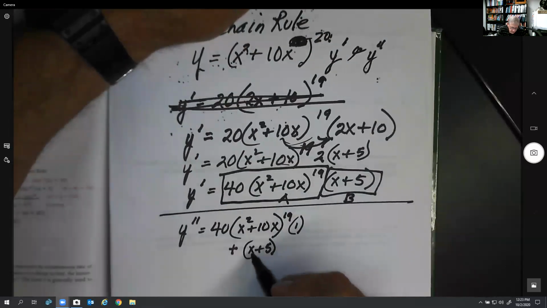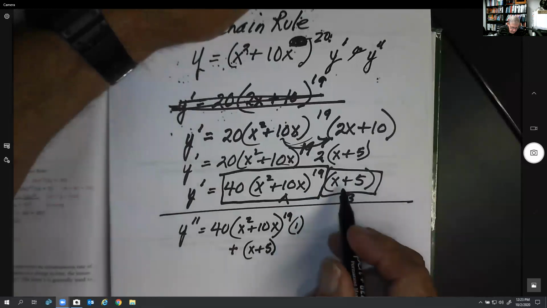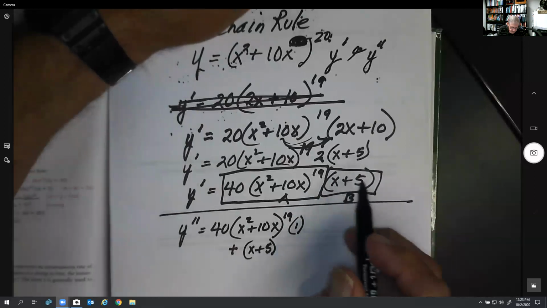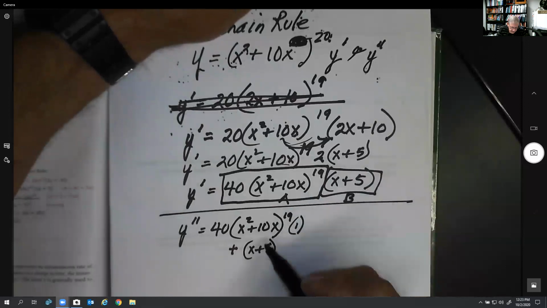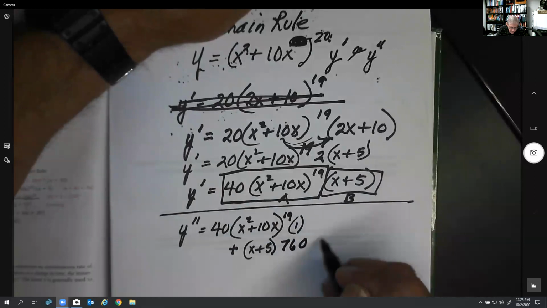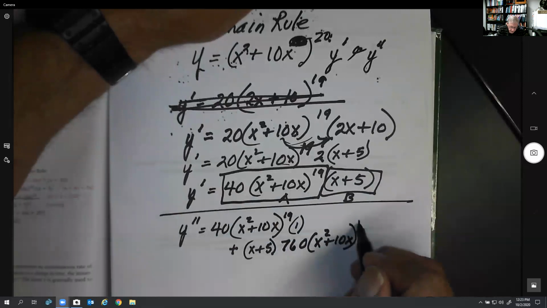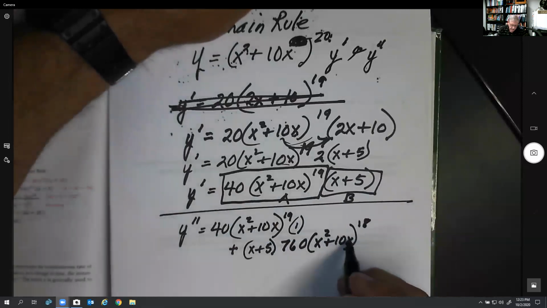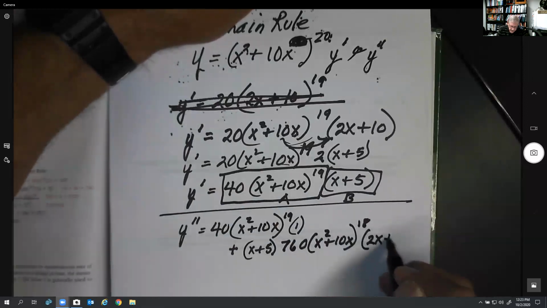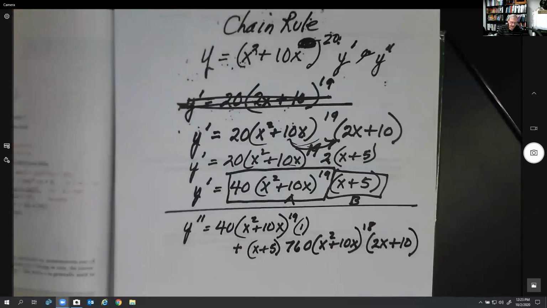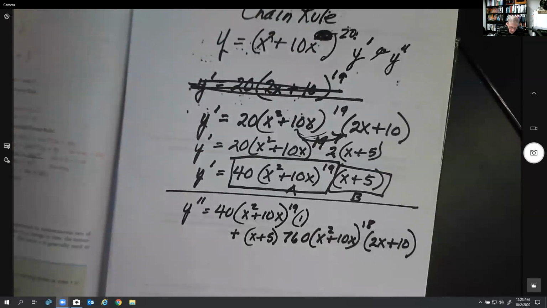So it was, let me get my bearings straight. B times the derivative of A. So that was 760 times x squared plus 10x to the 18th power. And now we're going to take the derivative of the inside, which is 2x plus 10. Woo, what a mess. Okay. But just 2x plus 10.